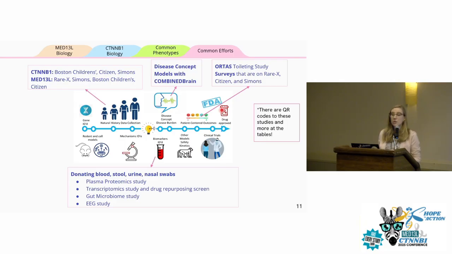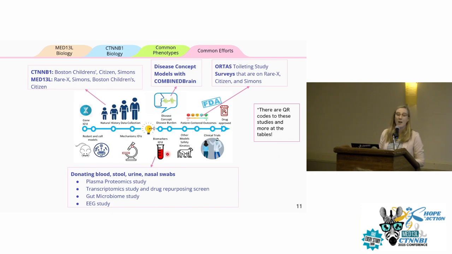Along with that are patient-centered outcome measures. This is all the different surveys we've been throwing at you all. I'm going to especially plug the ORTIS, the toileting survey, because I'm heading that. I know that one thing that really often does not get picked up in the literature is toileting abilities, as almost silly as it sounds, or actually the lack thereof. So we're really trying to develop a survey that really captures what matters to caregivers and families, so that it can actually be used as an outcome measure for clinical trials. And all the different surveys that we have on RareX, Citizens, Simons: if you visit the tables out there, they would love to advertise all of these surveys to you all.